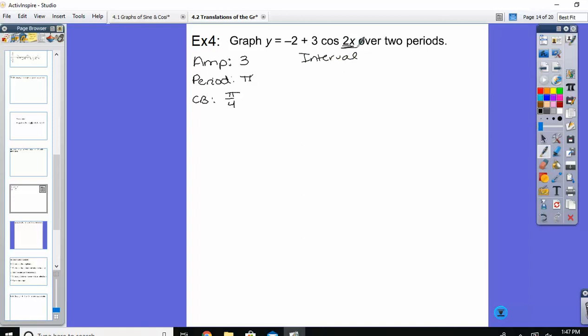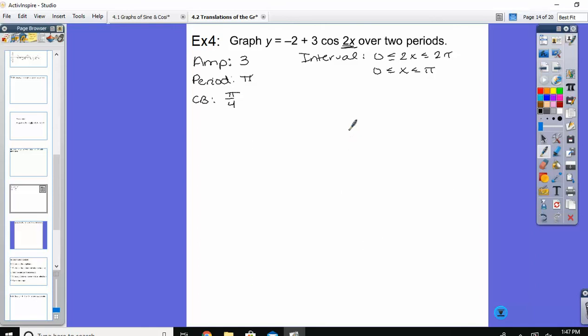If you have something added or subtracted to your angle, you have to set up the interval. Otherwise, it's optional. But if you're not sure, just go ahead and do it. 0 less than or equal to 2x less than or equal to 2 pi divided by 2, so 0 less than or equal to x less than or equal to pi. So it tells me I am still starting at 0. I should end at pi.